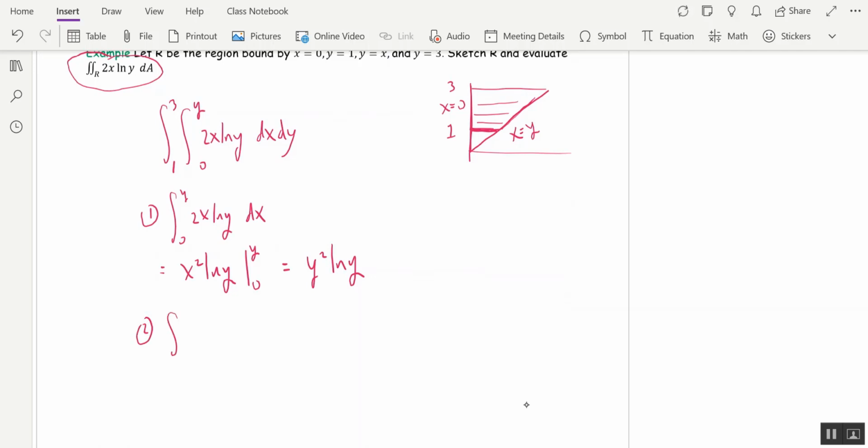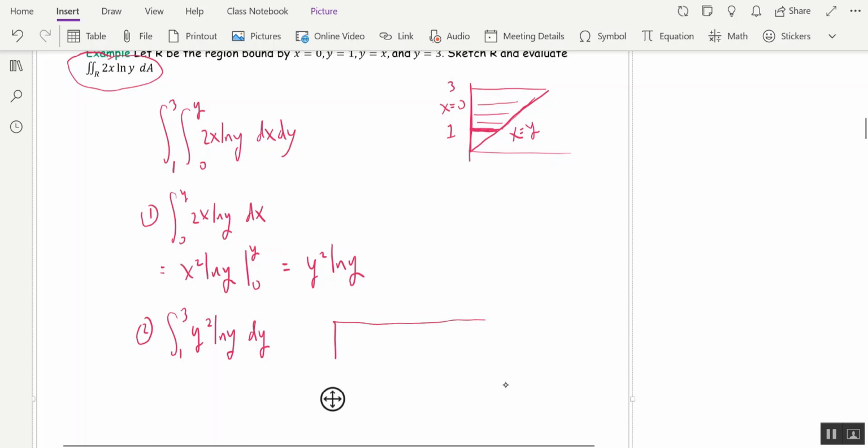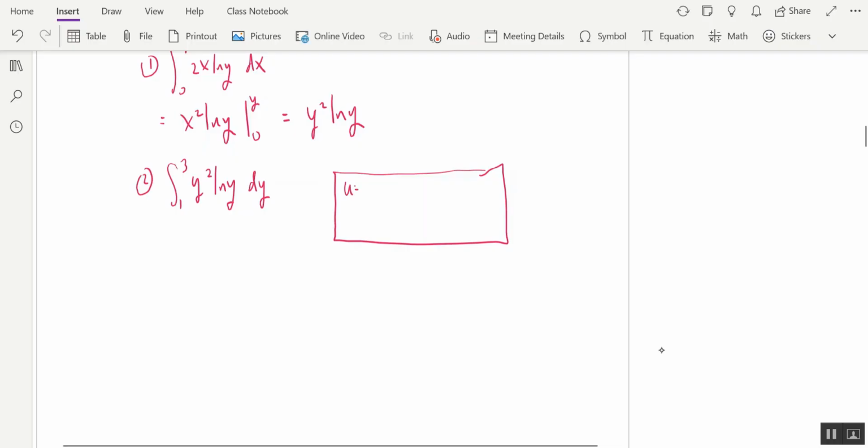So integral 2 is going to go from 1 to 3, y squared ln y dy. Okay, this is an integration by parts. So make a little box here. u will be ln y, du is 1 over y dy, dv is everything else. That's y squared dy. And then v, remember we integrate here, 1/3 y cubed.